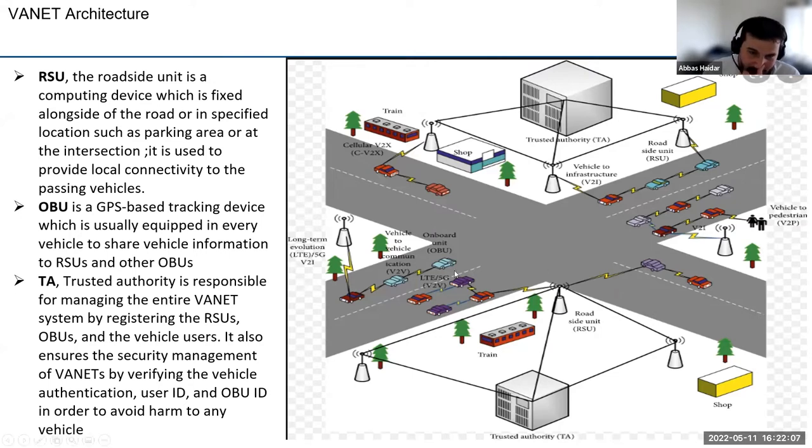When I talk about authentication, authentication is a very important part of the VANET system. It is used to protect against attacks because of malicious nodes entering the system. You have a lot of various kinds of authentication attacks, such as the Sybil attack.